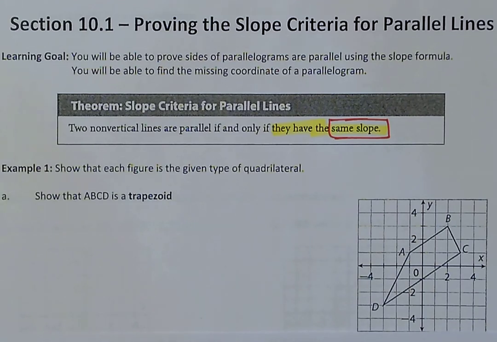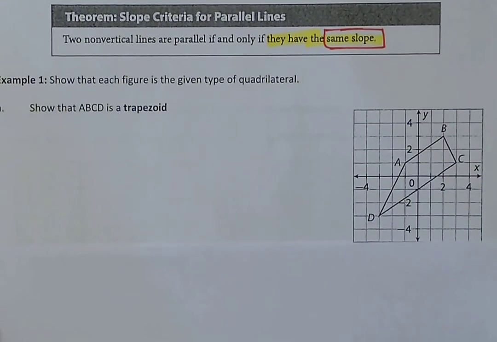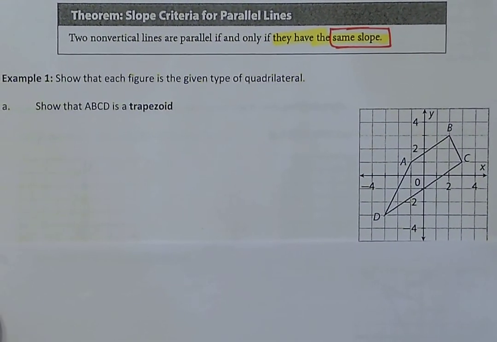So whenever you are asked to prove that a shape is a trapezoid, you need to show that one set of opposite sides is parallel, whereas for a parallelogram, you need to show both sets of opposite sides are parallel. So for A, it's a trapezoid. What we need to figure out is if AB is parallel to DC. And the way that we're going to do that is show that they have the same slope. So we need to go through and figure out the slope of AB and DC, and that's how we're going to start our problem for example 1, part A.